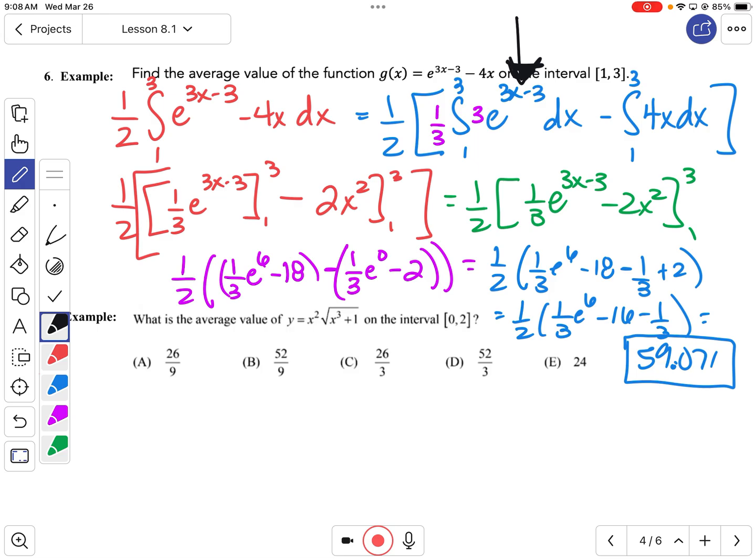The one below is from a released exam. It's pretty old because it's got 5 answer choices. It wants to find the average value of y equals x squared times the square root of x cubed plus 1 from 0 to 2. Y'all try it. It's non-calculator.